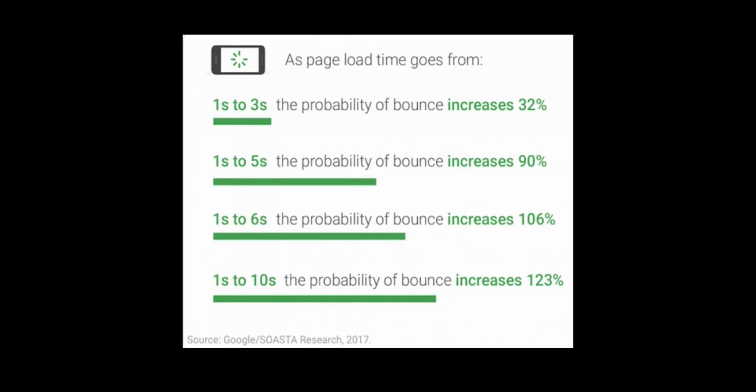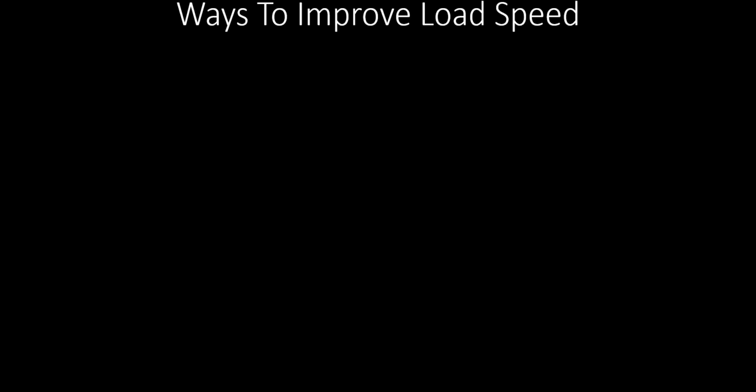So making sure that your site is loading very quickly is going to be one of the best ways that you can increase your conversion rate without doing any other changes to your products or anything like that. So there's a couple ways that you can improve load speed, which we're going to take a look at right now. So the first one is by choosing a fast theme.